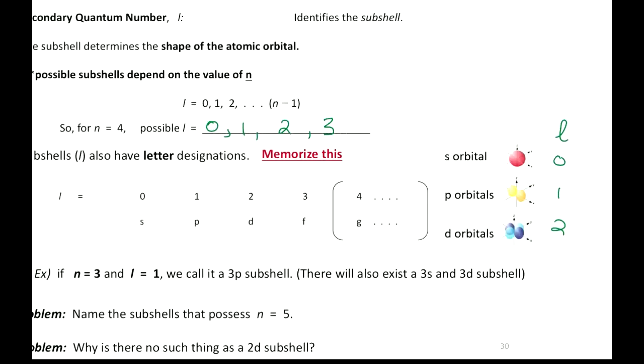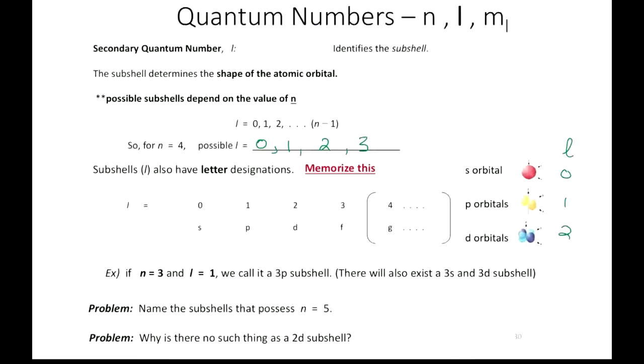Twice. So I like to think of angular nodes as something like that, or sometimes they're called nodal planes. The idea here is these L values have meaning. They tell you the shape of the actual orbital itself, and of course, depending on the N value, those are the possible ones that we can have. So do memorize these designations.